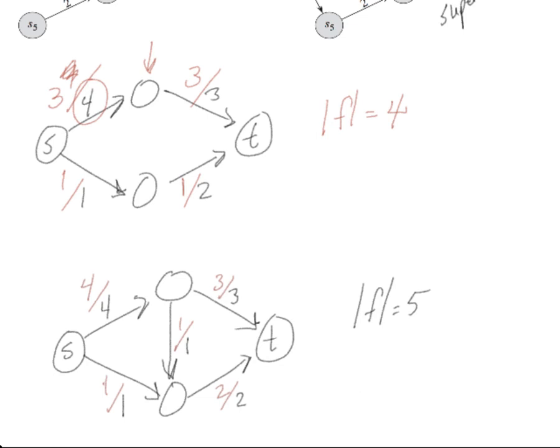Now let's make sure it obeys conservation. So let's look at this vertex here. The flow coming in is 4. Flow going out is 3 plus 1 equals 4. How about this vertex? Flow coming in is 1 plus 1, 2. Flow going out is 2. It obeys conservation, so we're good.